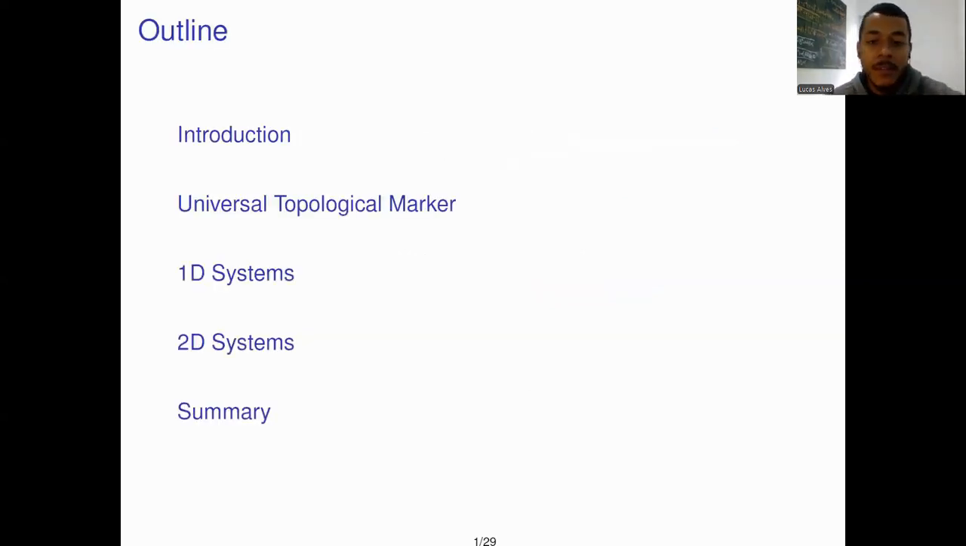This is the outline of this talk. I will start by introducing some basic concepts that are important to keep in mind, and that includes a brief description of this universal topological marker. Then I will show some results we have obtained for 1D and 2D systems.